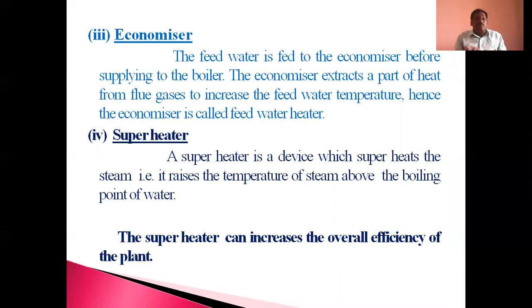So it raises the temperature, which means the superheater can increase the overall efficiency of the plant, because when temperature is more, then only the steam can be increased. When steam is more, then only the steam turbine can efficiently convert steam into mechanical energy. That's why the temperature of steam is very much essential. That's why the superheater raises the temperature of steam. When steam temperature is more, the overall efficiency of the plant also increases.